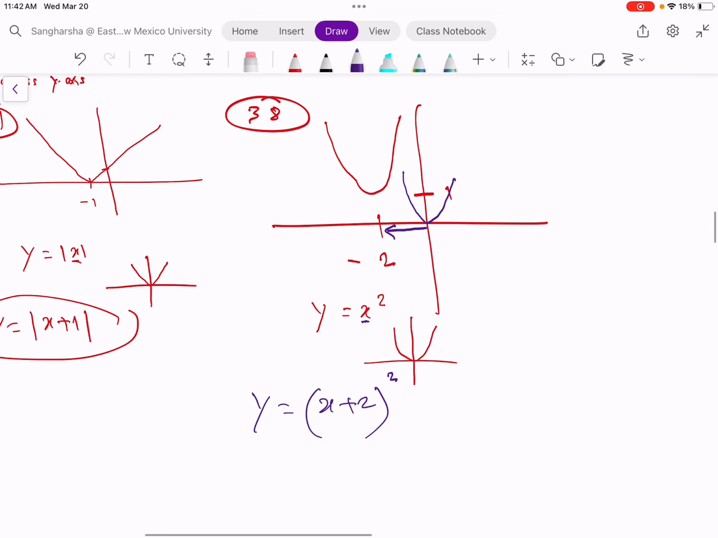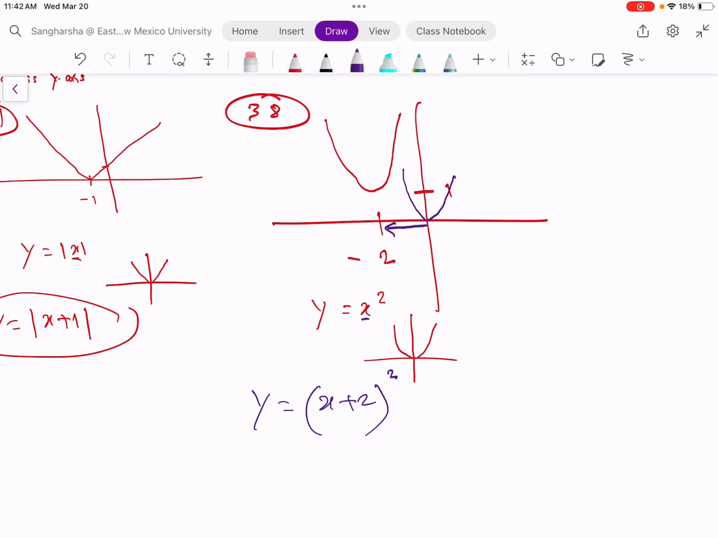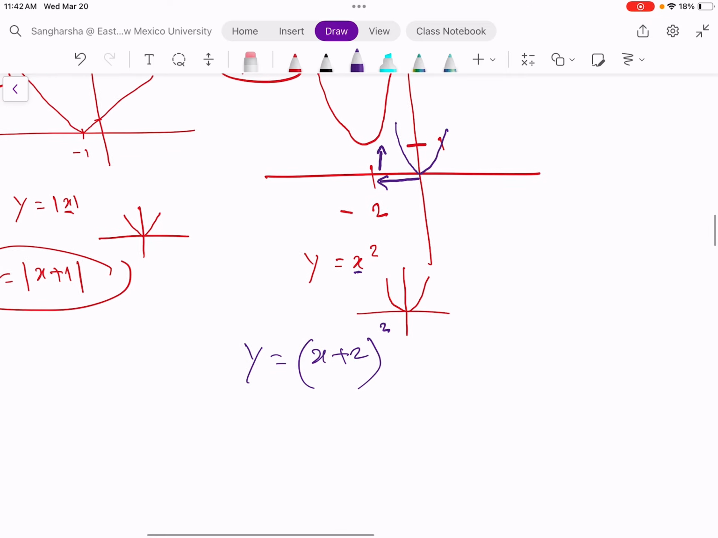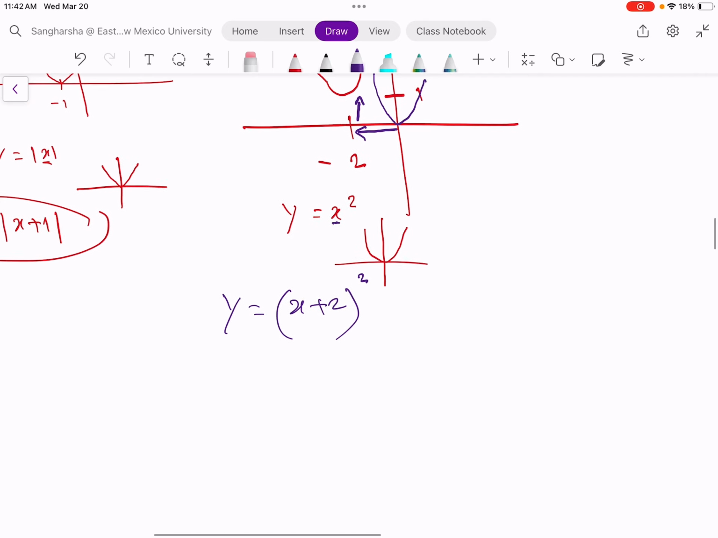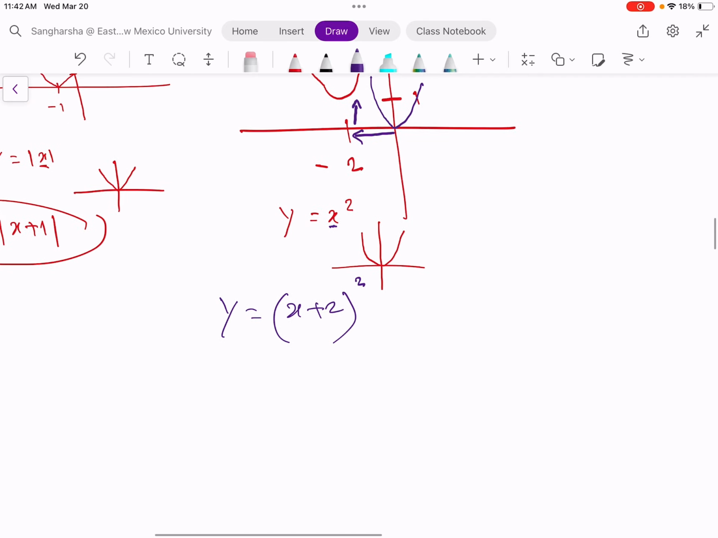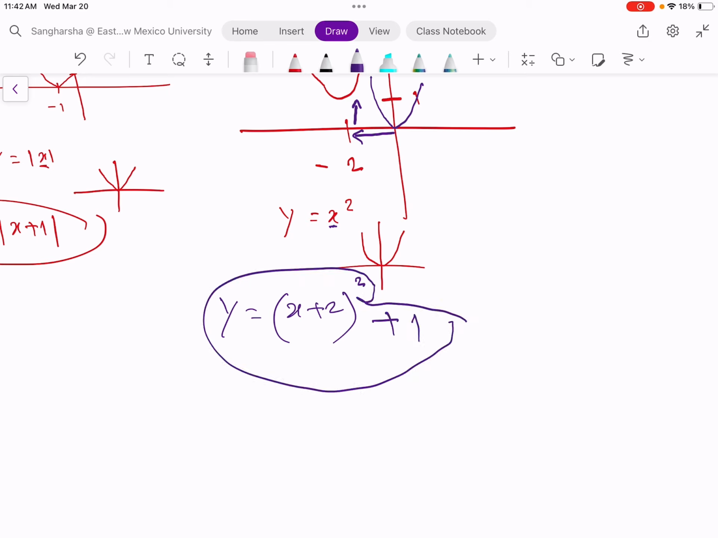Now after that the graph has been shifted up by 1 unit. How do we get that? How do we shift a graph up by one unit? What do we have to do? We have to add 1 to our function, and this is the final function for graph number 38.